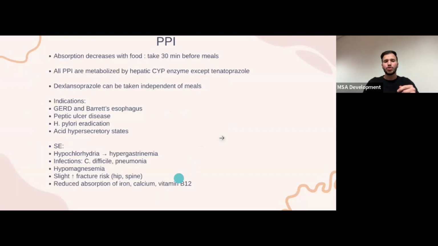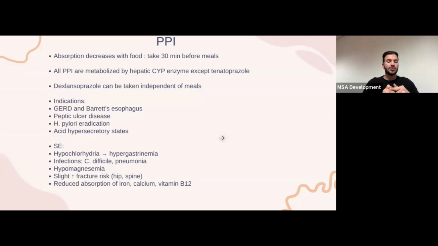Let's talk a bit about the PPI. PPI absorption decreases with food, so you need to take it 30 minutes before meals, except dexlansoprazole, which can be taken independent of meals. All PPIs are metabolized by the hepatic CYP enzyme, except dexlansoprazole. Indications for PPI are Barrett's esophagus, peptic ulcer disease, H. pylori, and acid hypersecretory states.